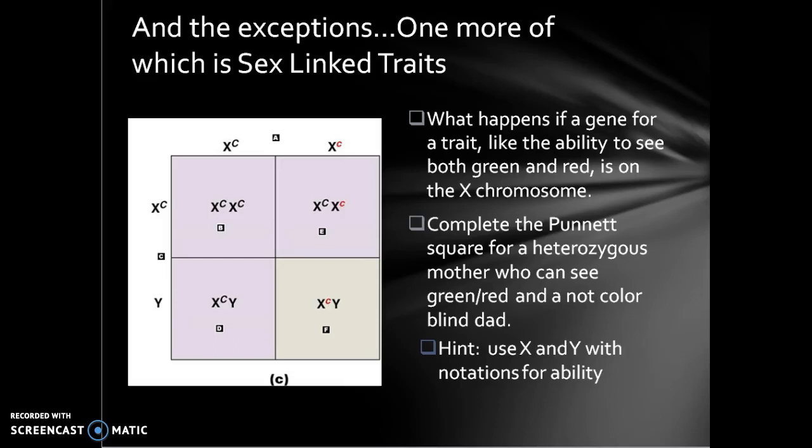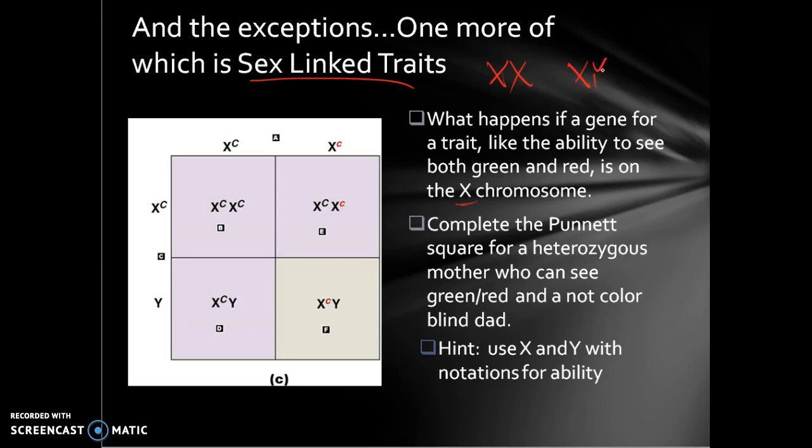Here in this short video, you'll see two more exceptions to Mendel's laws, really additions to Mendel's laws. One of the more interesting ones that we'll talk about is what happens with sex-linked traits. These are traits whose genes are found on the X chromosome. The X chromosome is inherited differently in mammals because it is one of the sex chromosomes. Females have two X chromosomes, and males have an X and a Y chromosome.